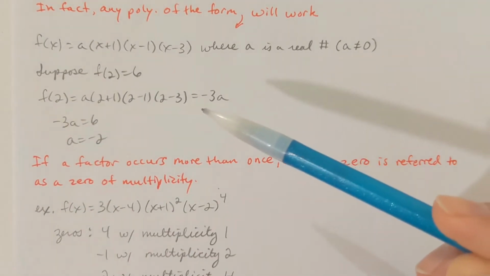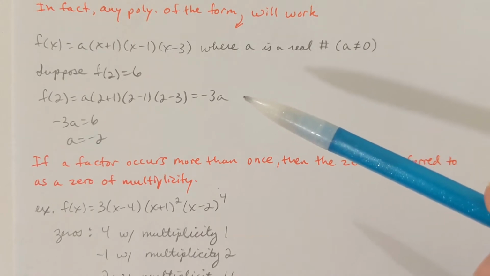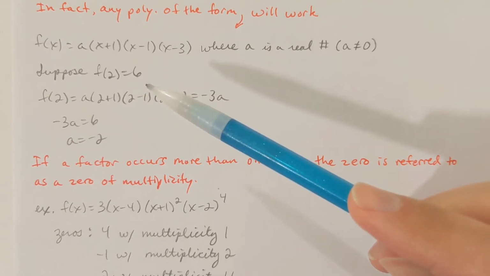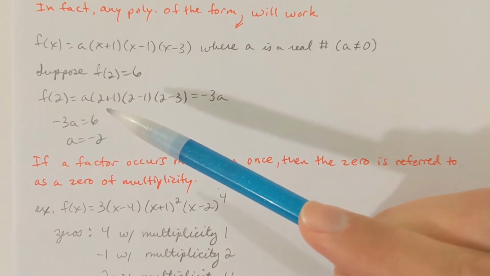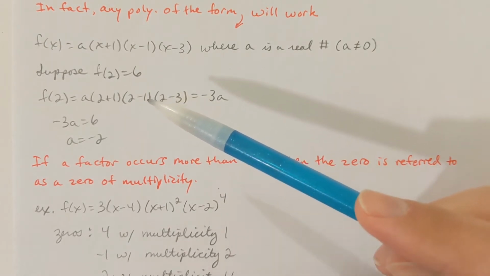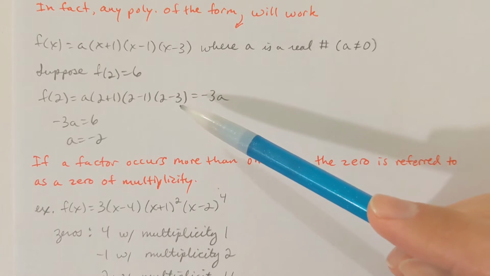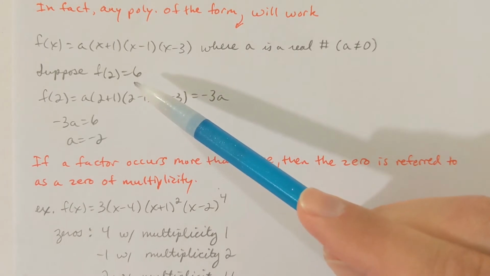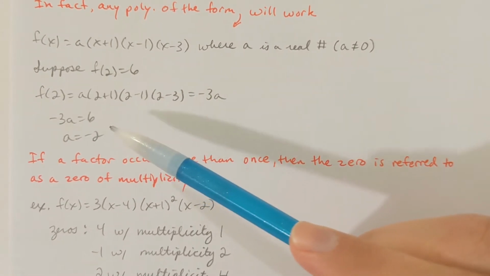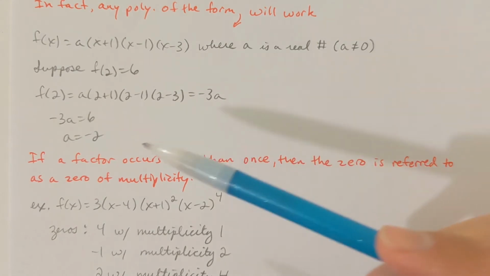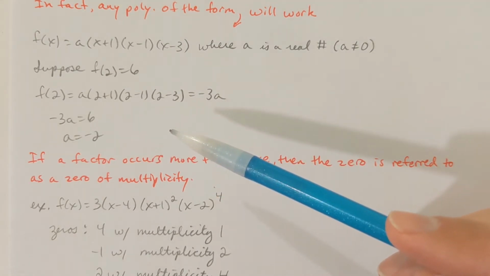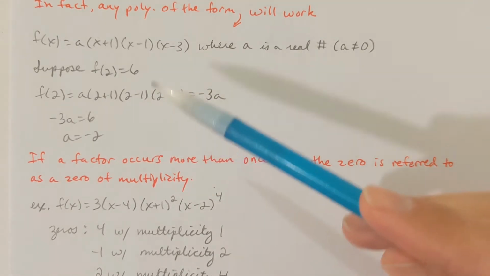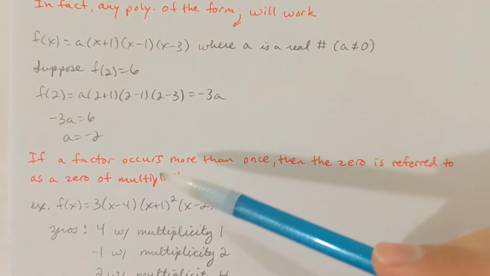Suppose that f of 2 is equal to 6. Okay, f of 2 means that x is 2, and so I want to replace x with 2. a times 3 times 1 times -1 gives me -3a. -3a equals 6, so a is -2. And in this case, there would only be one answer. Okay, if they told me a point was on the graph, such as f of 2 equals 6, (2, 6) is on the graph.